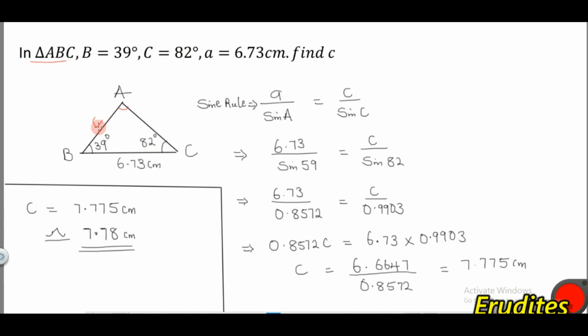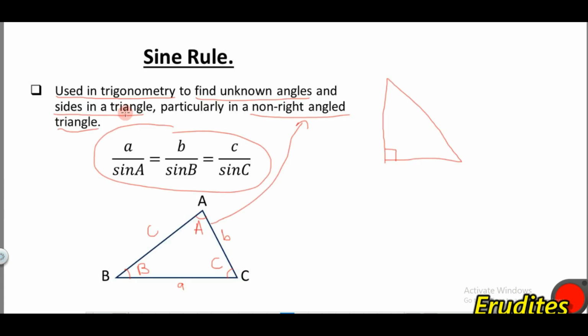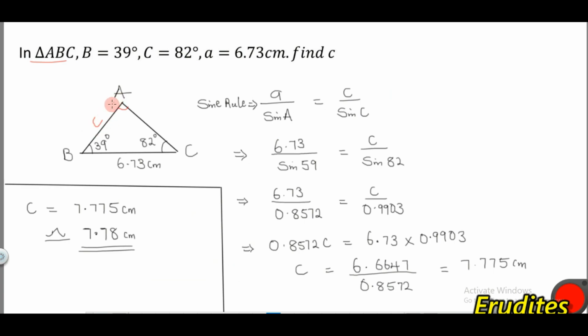How do we solve this? If you go back to where we came from, sine rule is a rule used in trigonometry to find unknown angles and sides in a triangle, particularly in a non-right angle triangle. We're asked to look for the side c of this triangle. So what we'll do is use the parts that are given to us. I have here angle A and the side is given. I have here angle C, which is 82 degrees, and the side is not given.